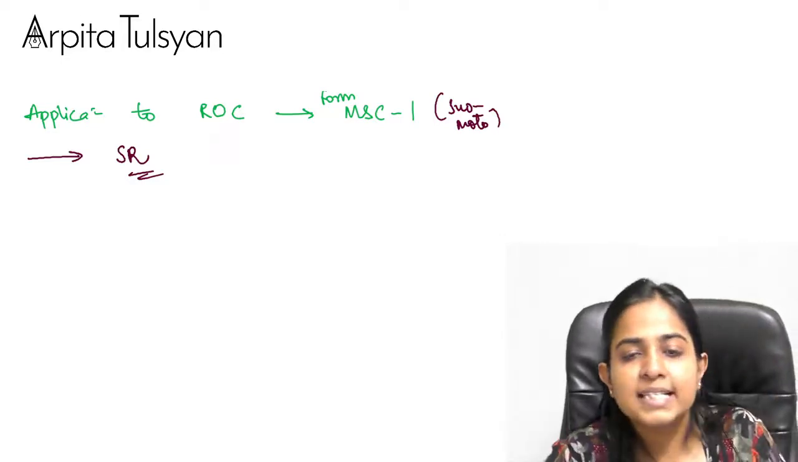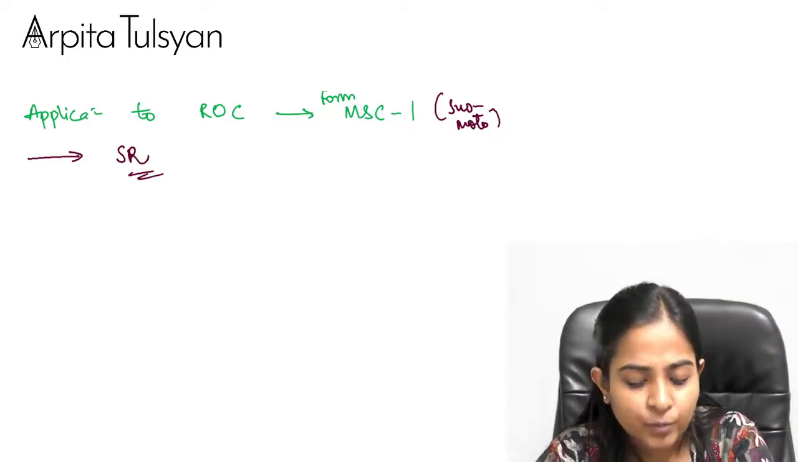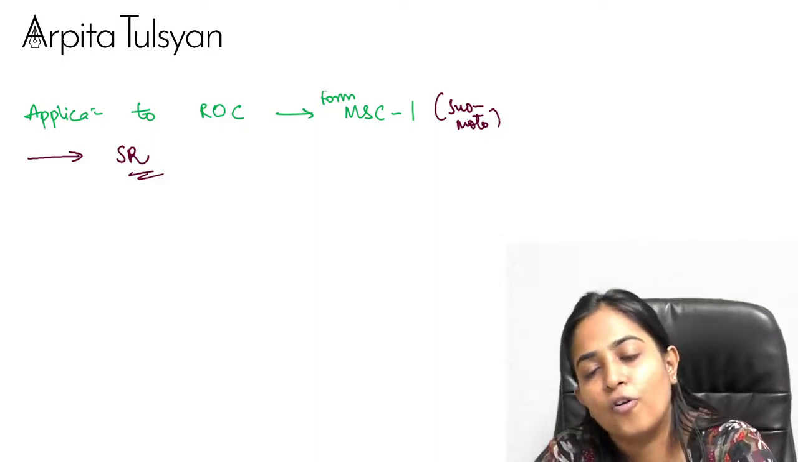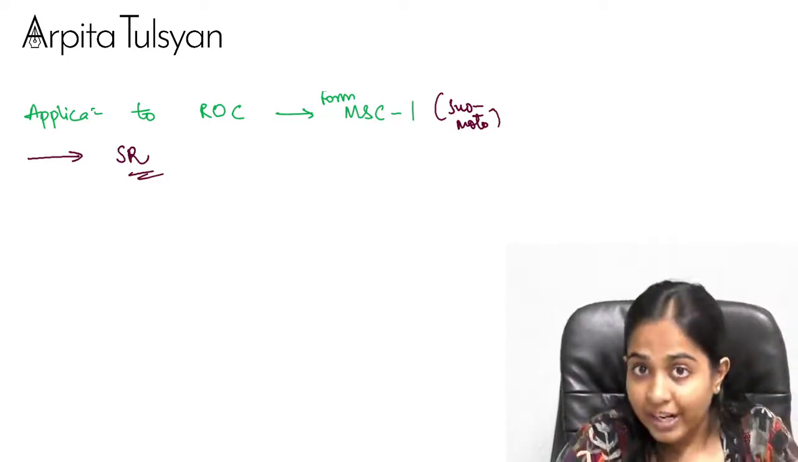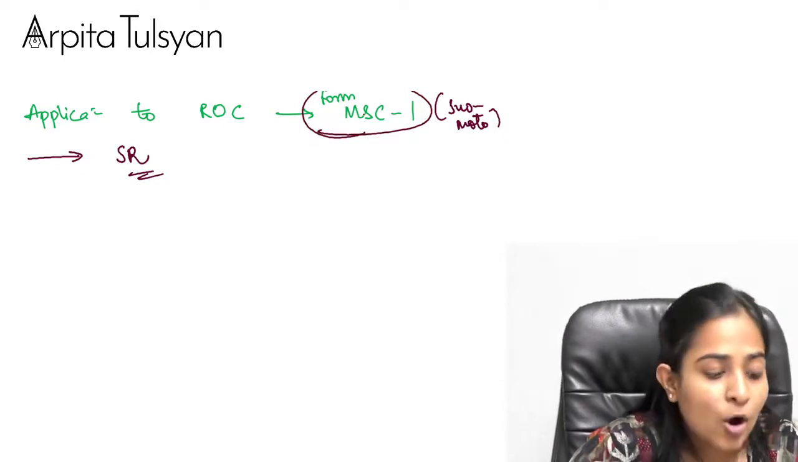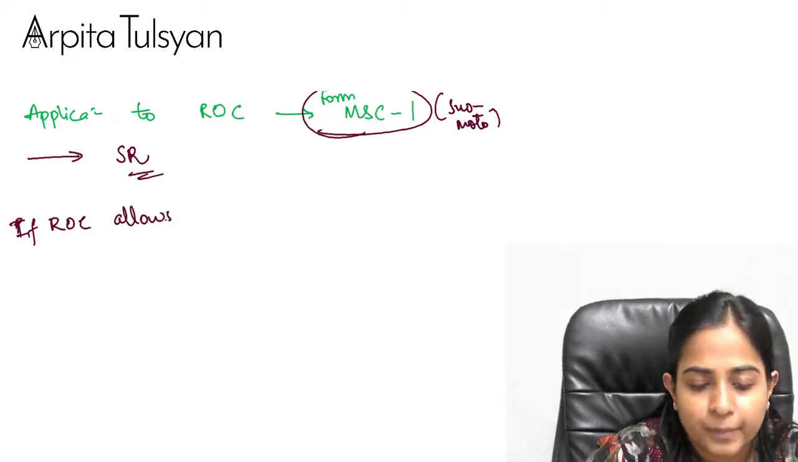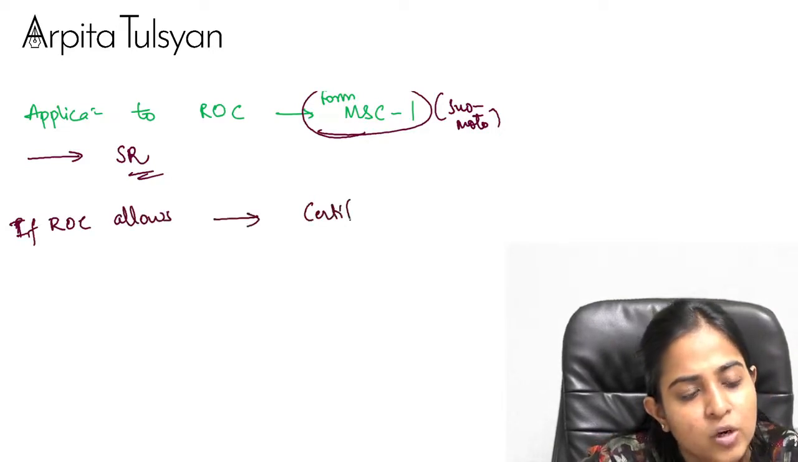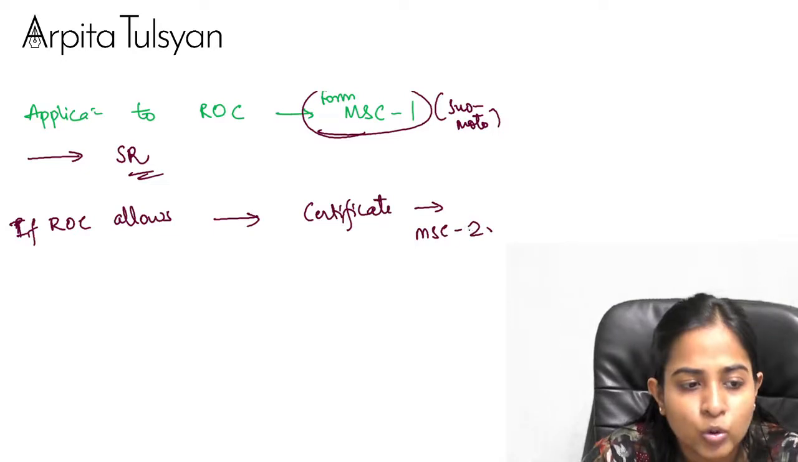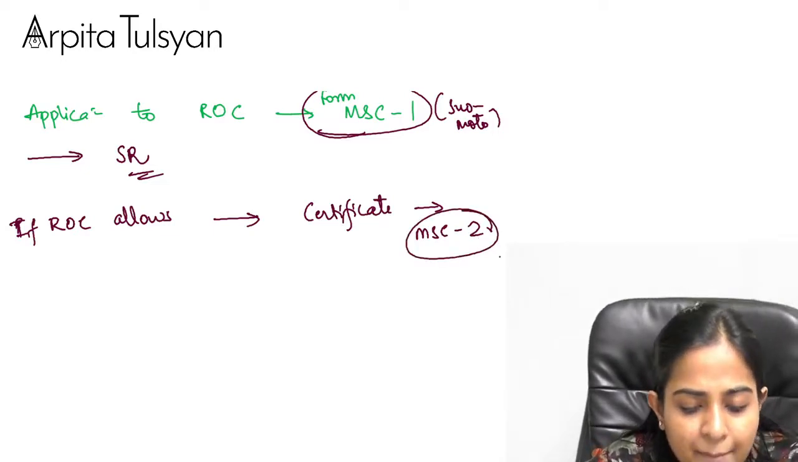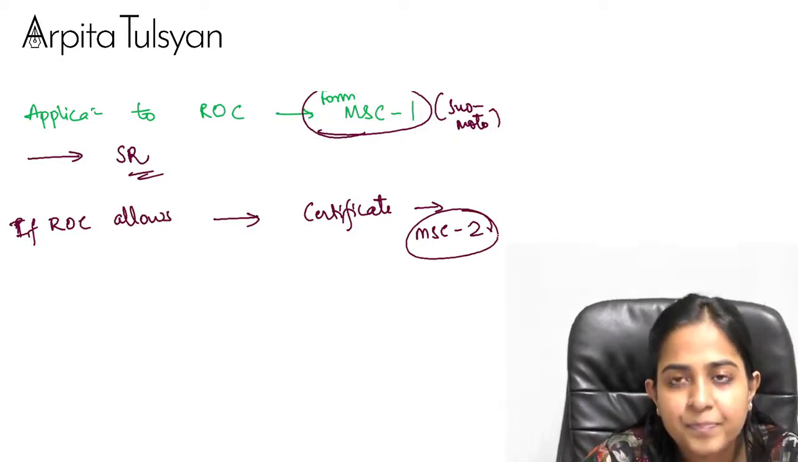And once the ROC is satisfied with your application, then what? Then it may grant you the status of a dormant company. We made an application in form number MSC1. If the ROC allows, then the ROC will issue us a certificate in form number MSC2 that yes, you have been granted the status of a dormant company. Very clear with this?